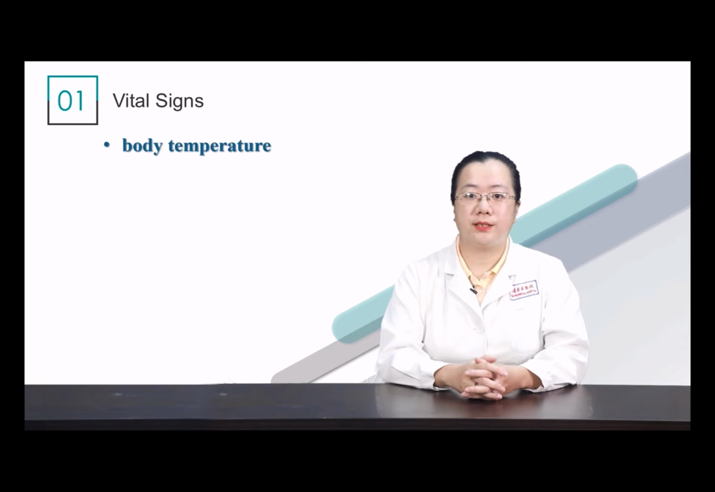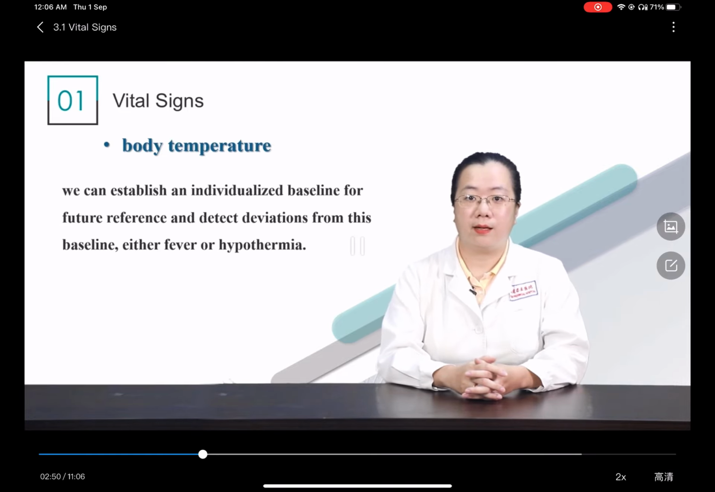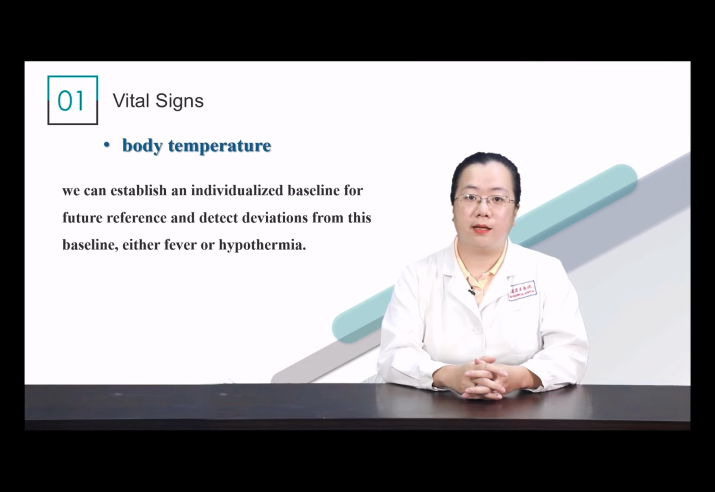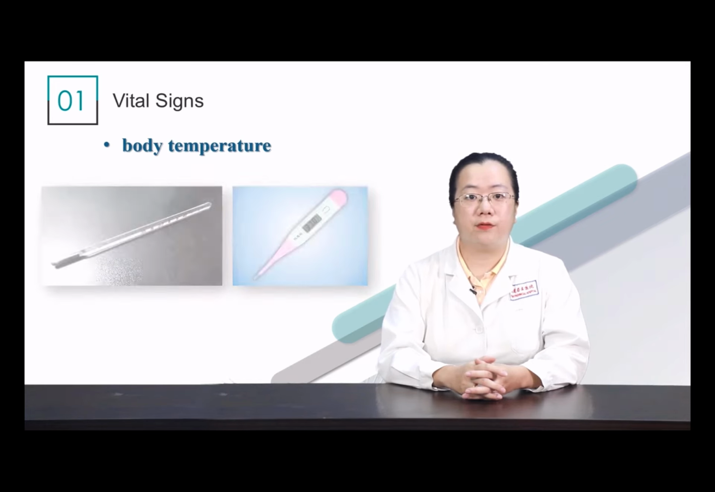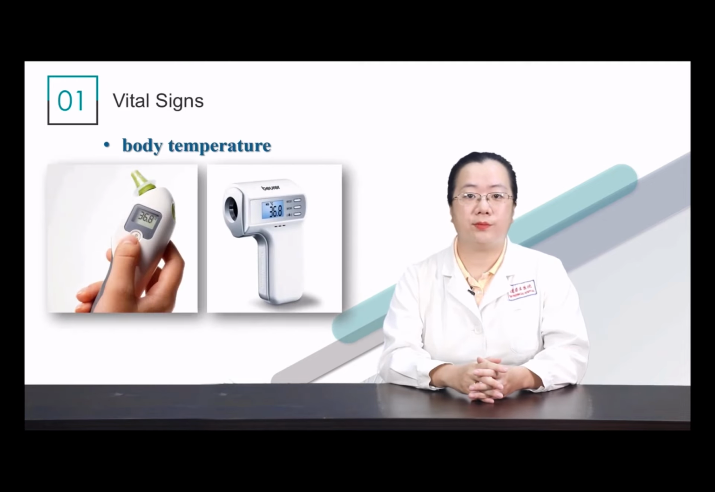We must record the patient's temperature at each visit. By doing so, we can establish an individualized baseline for future reference and detect deviations from this baseline, either fever or hypothermia. This is the first step to grasp the situation of the patient. There are many different methods to measure the body temperature of the patient, as is seen on the slide. Nowadays, mercury-filled glass thermometers have been largely replaced by electronic thermometers, which give rapid, accurate readings when they are well calibrated, as we can see in all the hospitals, airports, railway stations, schools, and so on.